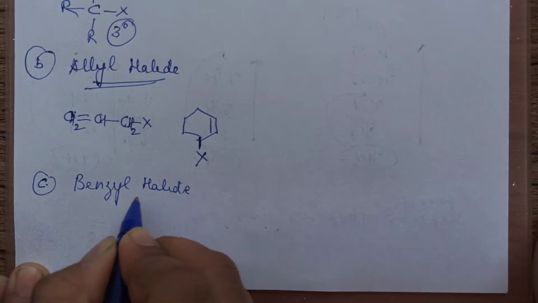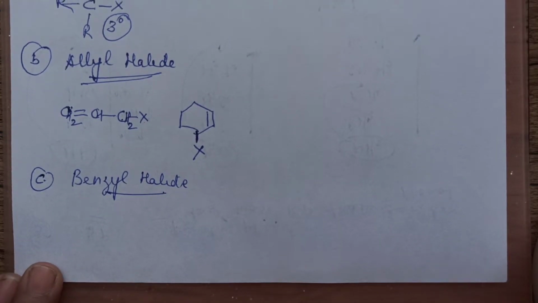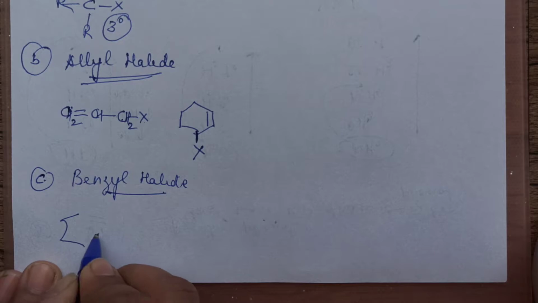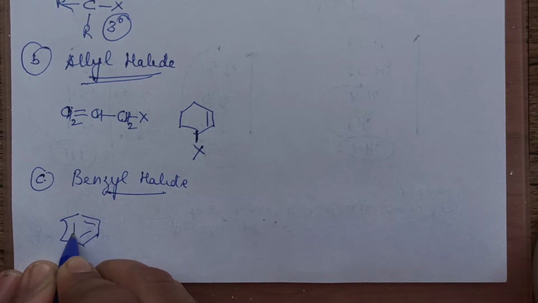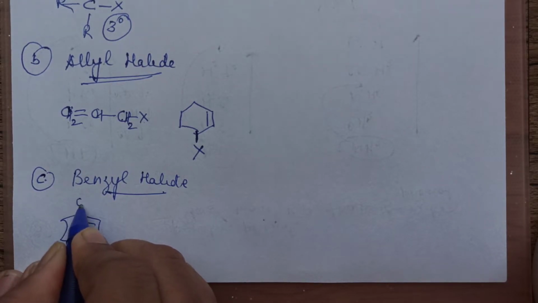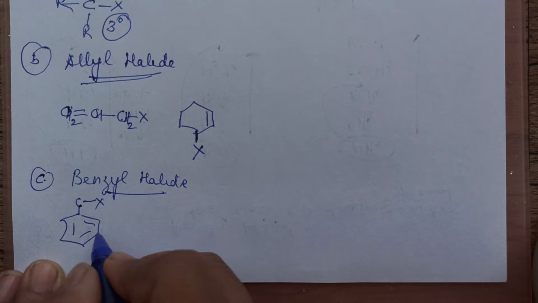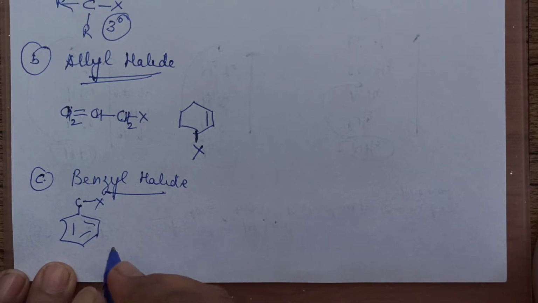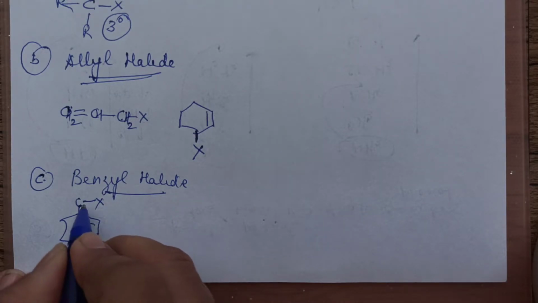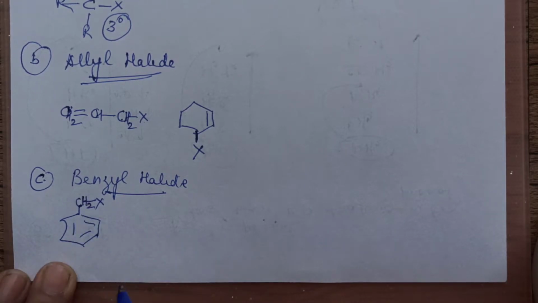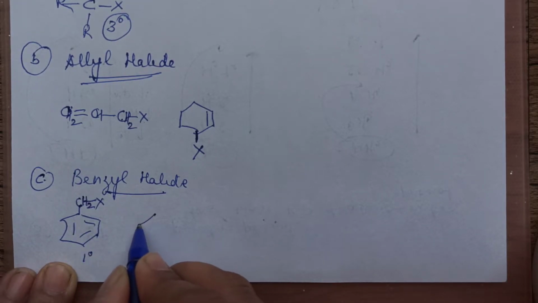Benzyl halide. Now what is benzyl halide, children? You have the benzene ring. On the ring there is one carbon atom, and on this there is halogen. Now benzyl halides can be further classified into 1 degree, 2 degree, 3 degree benzyl halides. If both these are hydrogen, it is 1 degree benzyl.